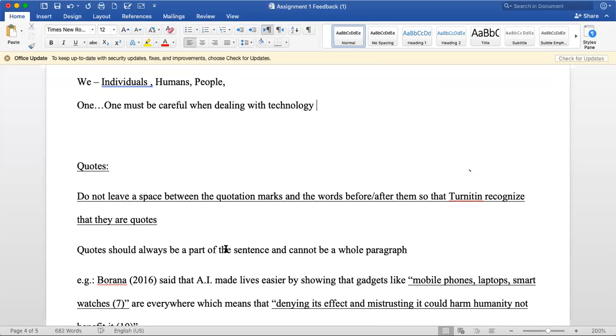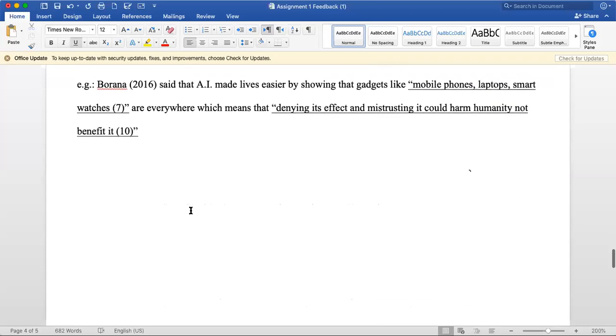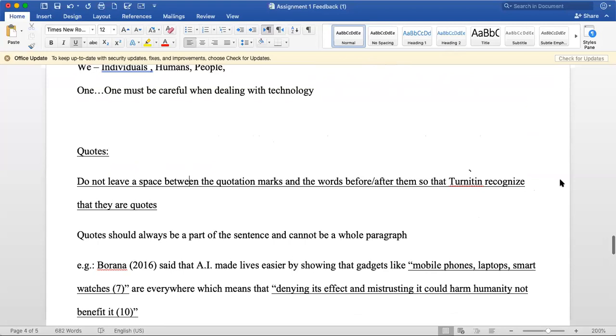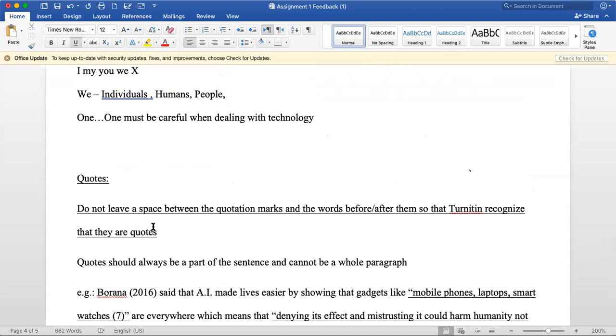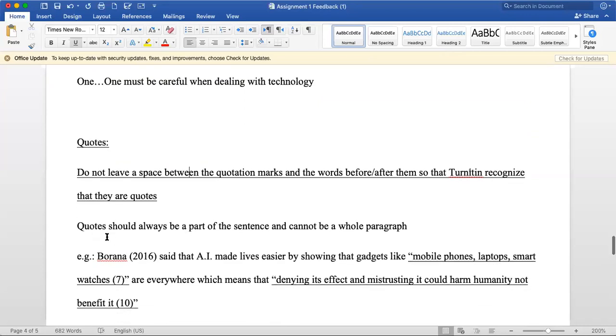Okay? So, when I'm using quotations, I should format them in a certain way. Let's look at how to do this. First of all, I should not leave a space between the quotation mark and the words before or after them, so that Turnitin knows that they are quotations, because when you leave a space, Turnitin is going to highlight it as if you are copying. So, quotations should always be a part of the sentence. It's not a paragraph, because this means that you didn't do your job as a writer. You just copied and pasted.